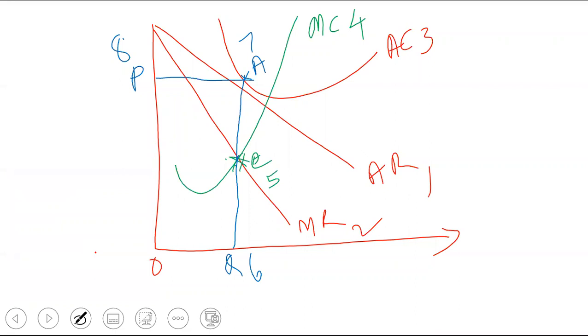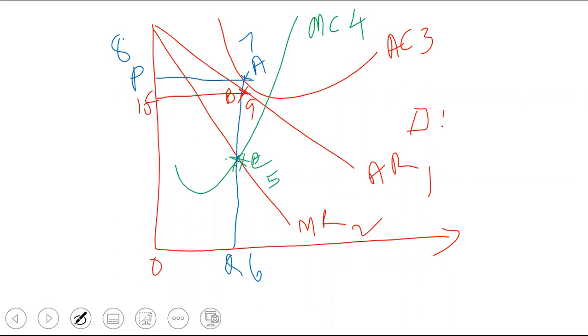Some boys are not drawing. I will switch it off. Okay, now here the space is less. Look, this is that point B where it is touching AR. Where it is touching the AR, look, that is the ninth point. Join it to the Y axis, that is the 10th point, C.